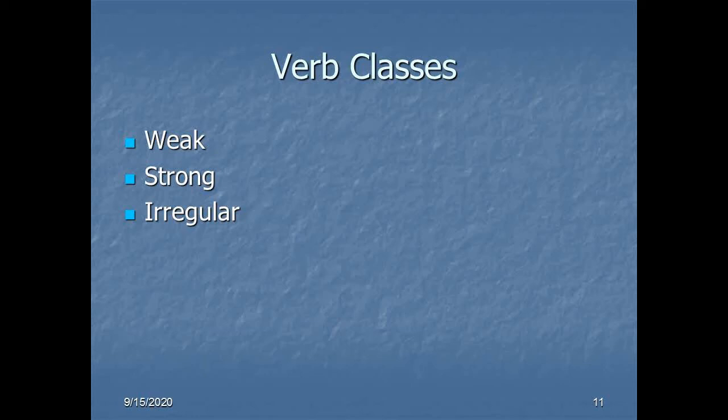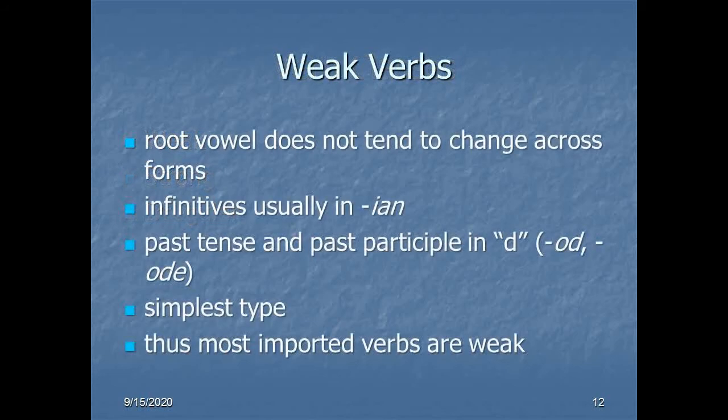Let's keep it simple and start with the weak verbs. So let's begin with some definitions. As I said, weak and strong verbs are largely differentiated by the behavior of the vowel. In the weak verbs, the root vowel doesn't tend to change across forms. That is, it's fairly consistent in all the principal parts and in all of the conjugations. Generally, its infinitive is in -ian, that is, ian, rather than the -an, an, which tends to indicate strong verbs. This, by the way, goes back to Proto-Germanic. It's not unique to Old English.